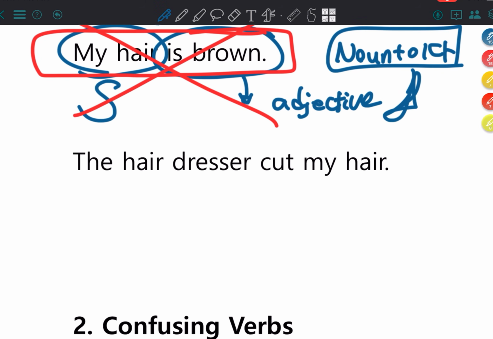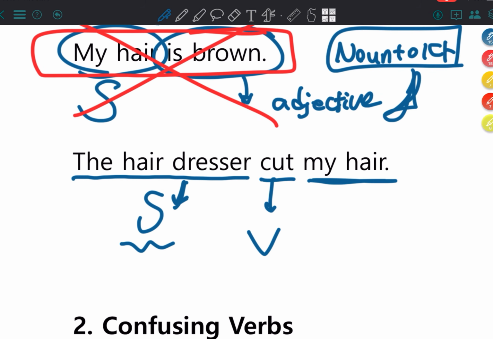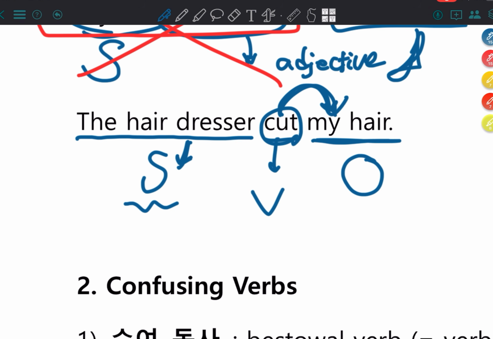How about the hairdresser cut my hair? The hairdresser is the person who cuts, so she is the subject, and cut is verb. And my hair is something that is directly affected by cut, right? That is being cut, that the action cut is done on to. So my hair is the object. So the hairdresser cut my hair. Let's try translating this one.